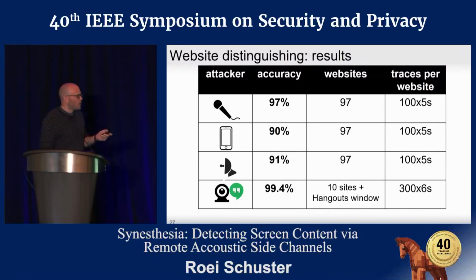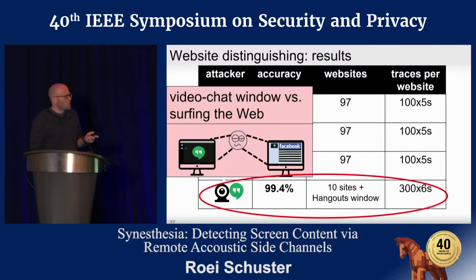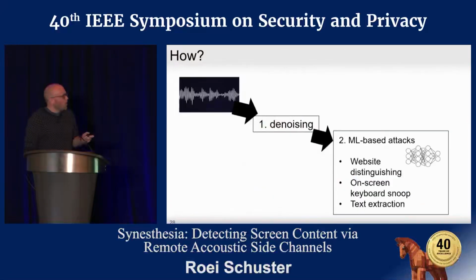And the last row shows the results for distinguishing between 10 different websites and the activity of the video chat window. And this is done over the video chat, so with the recordings taken at the other end of the call, like in our original attack model.